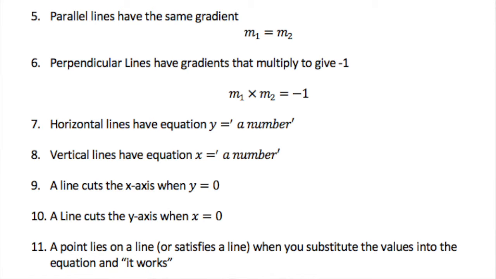We need to know that if two lines are parallel, they have the same gradient, m1 equals m2. And if two lines are perpendicular, which means that they're at right angles to each other, then we know that they have gradients that multiply to give -1. m1 times m2 equals -1.